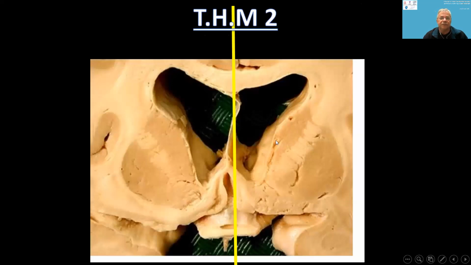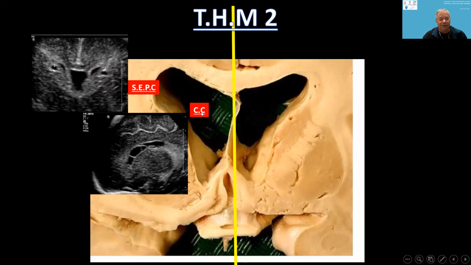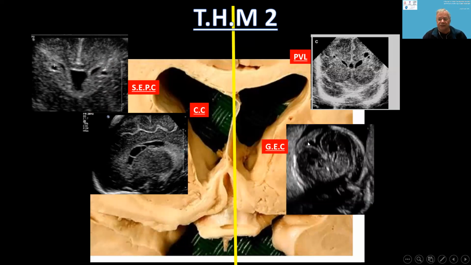Take-home 2. The SEPC, subependymal periventricular cyst, appears usually in this region, and here are the cysts. The conatal or intraventricular anterior frontal cysts are like grapes, appearing inside the ventricle. The periventricular leukomalacia usually appears above the ventricles. And ganglionic eminence cysts usually appear in this region.